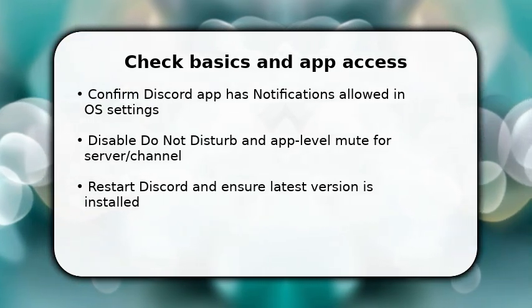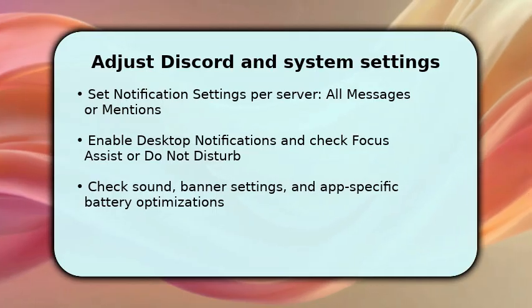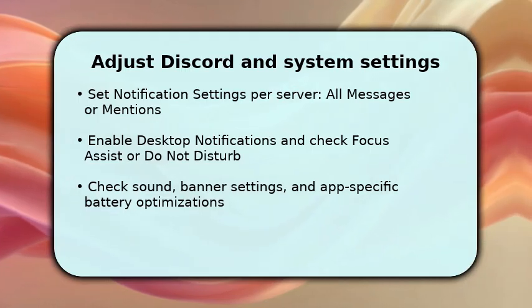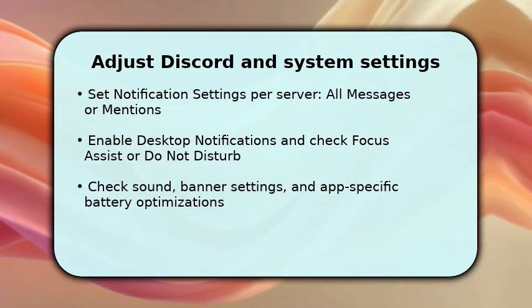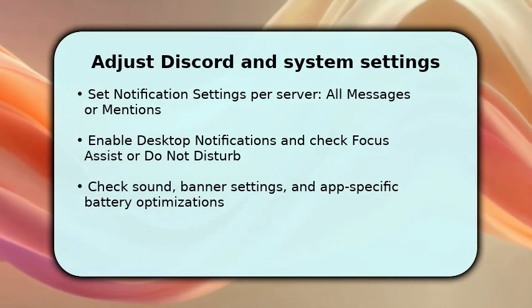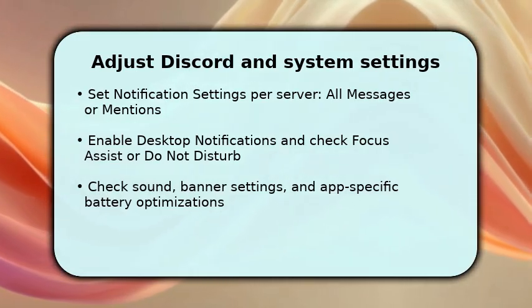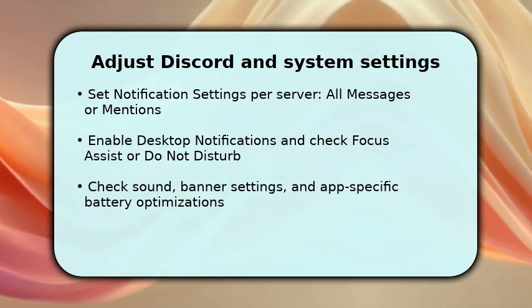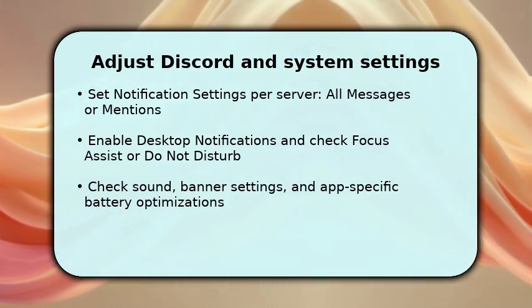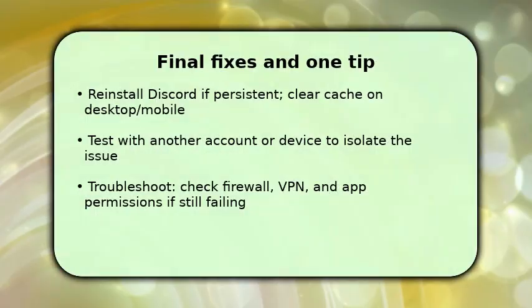Once the basics are clear, dig into Discord's notification controls. Open user settings, pick notifications, and confirm desktop notifications and message preview are enabled. Then visit each server's notification settings and choose all messages or only mentions as needed. Make sure your OS Focus Assist or Do Not Disturb rules aren't suppressing banners. On mobile, disable battery optimization for Discord so background delivery works reliably. This layered check fixes most cases.